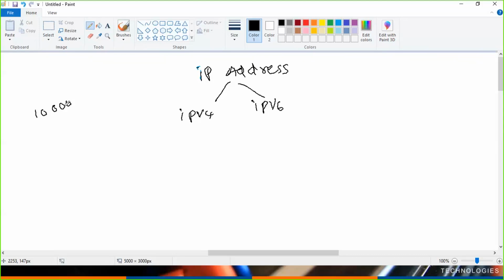That is the main reason IPv6 was developed: we need more IP addresses. Currently, we are out of IPv4 addresses. So IPv6 has been developed with 2 power 128 combinations. IPv6 is designed with 128 bits. IPv4 is 32 bits, and IPv6 is 128 bits, which means 2 power 128 combinations of IP addresses.